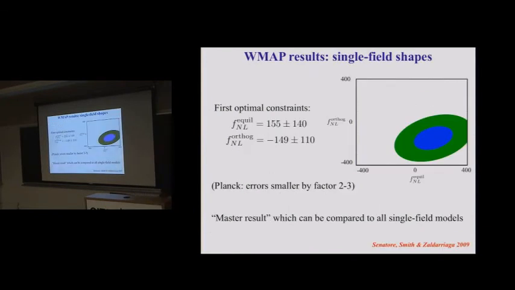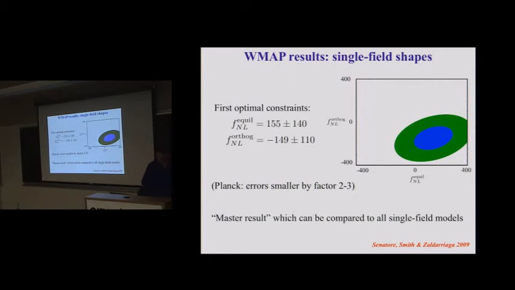All right, the single field shapes. These are the equilateral and orthogonal shapes, which are an orthogonal basis for non-Gaussian 3-point functions that you get if you have interactions of the inflaton field. The error bars here are both about 1 sigma away from 0. In this plot, the ellipse is roughly aligned with the axes. There's a little bit of correlation here, but we have roughly decorrelated variables. This plot is a master analysis of single field inflation, which can be compared to a particular model.